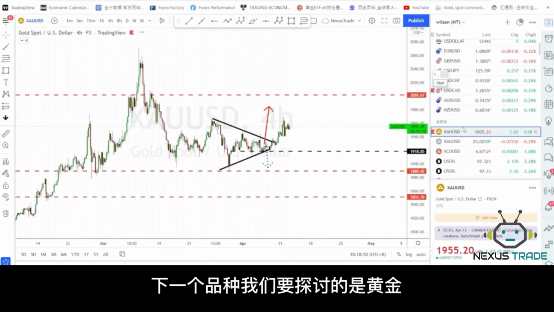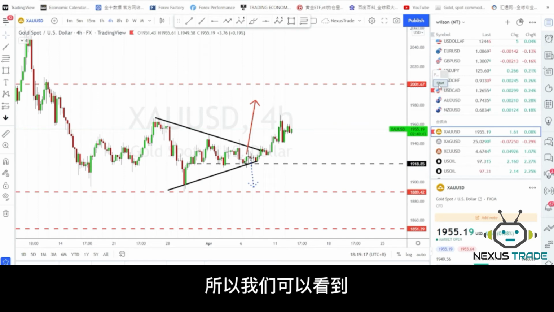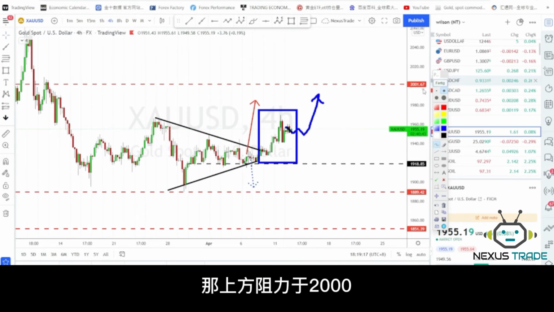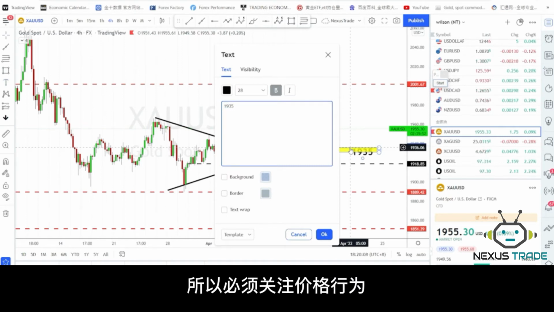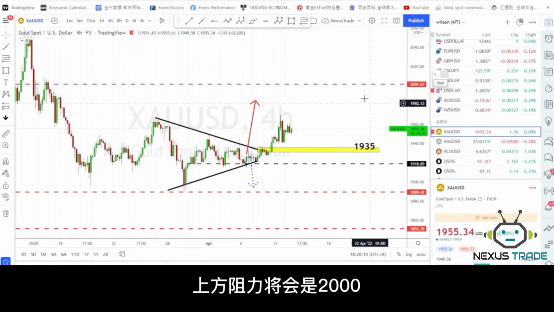Next, let us have a look at gold. For gold, last week I mentioned we shouldn't guess the direction. So we can see that the price chose to break out the resistance. So it's a breakout signal. We should follow the momentum and continue to buy gold. And the upper resistance will be 2000. So for this week, the support actually moves slightly upwards, which is 1935. So kindly monitor the price action when a pullback is given and continue to buy, and the upper resistance will be 2000.